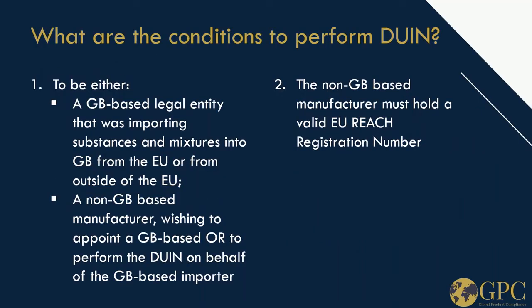So what are the conditions to perform the DUIN? You either need to be a GB-based legal entity that is importing, so either you're the importer from the EU or outside the EU, or you can be a non-GB-based manufacturer wishing to appoint a GB-based OR to perform the DUIN on behalf of the GB-based importer. Plus, the non-GB-based manufacturer, in that case, must also hold a valid EU REACH registration number.